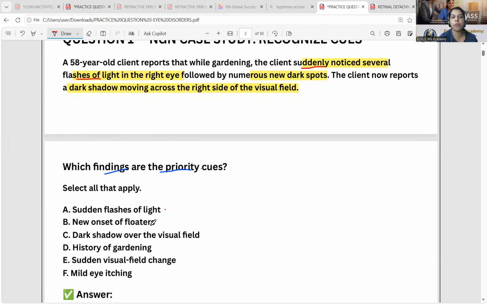Second one, new onset of floaters. Yes, of course, new onset of floaters is also a priority concern. And dark shadow over the visual field. Already the client is saying that there is a feeling of dark shadow moving across the right side, that means a feeling of curtain. So while reading the scenario complaints itself, you have to think about the possible diagnosis of the patient. I know those who watch the recorded video or attend the live class might know what the expected diagnosis is here.